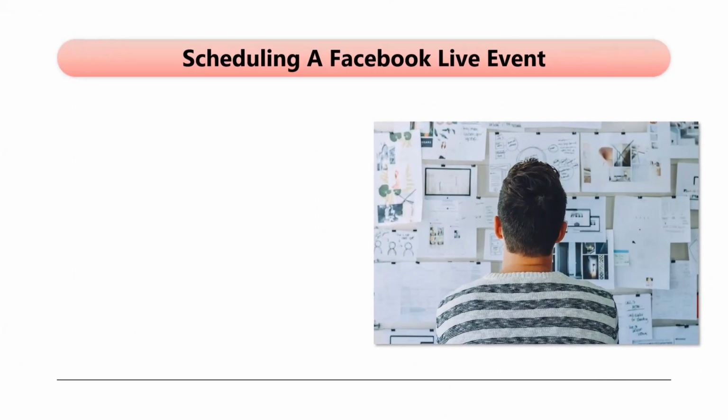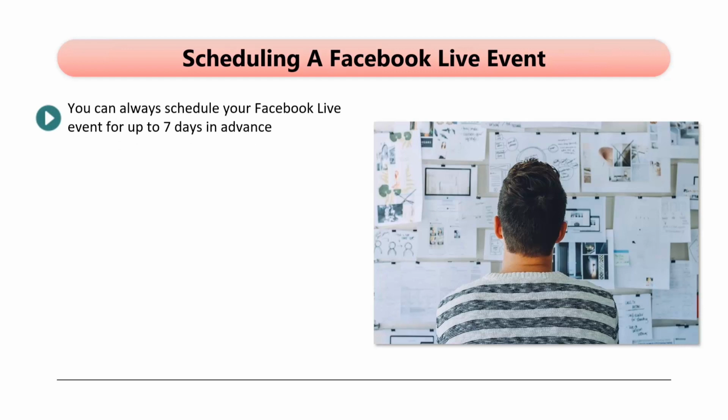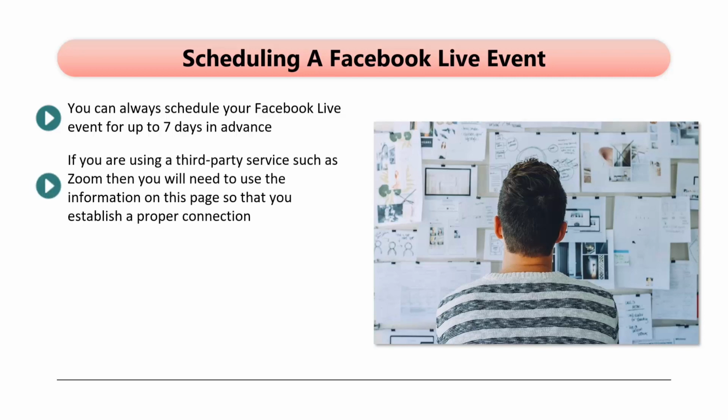Scheduling a Facebook Live event. You can always schedule your Facebook Live event for up to 7 days in advance. Navigate to Publishing Tools and then select Video Library, and after this, hit Live. This will bring up a screen that contains your broadcasting credentials. If you are using a third-party service such as Zoom, then you will need to use the information on this page so that you establish a proper connection.